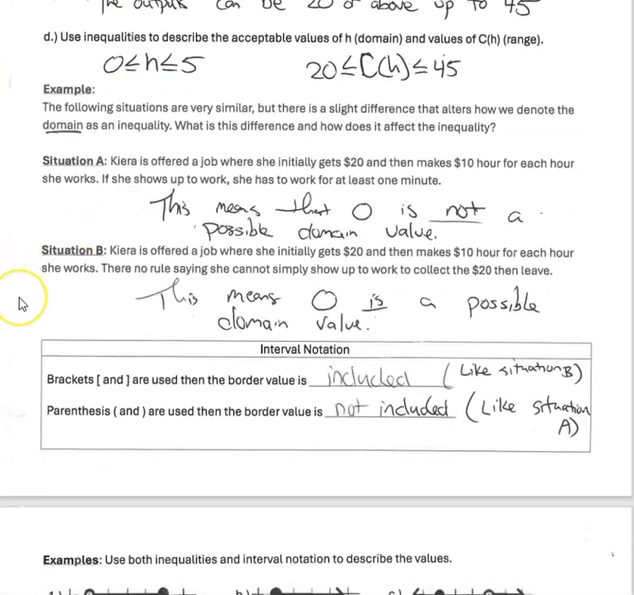The next part here says that we have a situation. I've changed the wording of the situation slightly, and we're trying to figure out how this would change the domain. So the first one is Kira is offered a job where she initially gets $20. Then she makes $10 an hour for each hour she works. If she shows up to work, then she has to work at least 1 minute, meaning she can't just come and collect the $20 and leave.